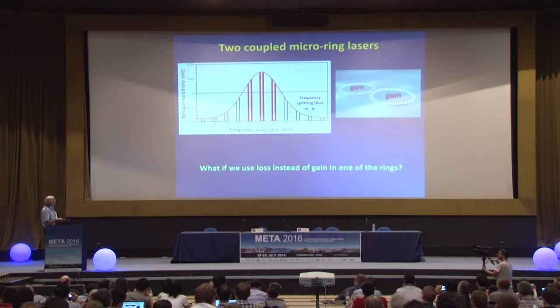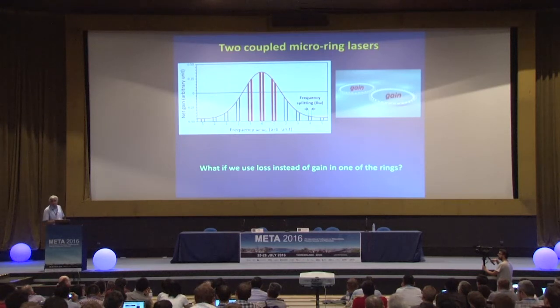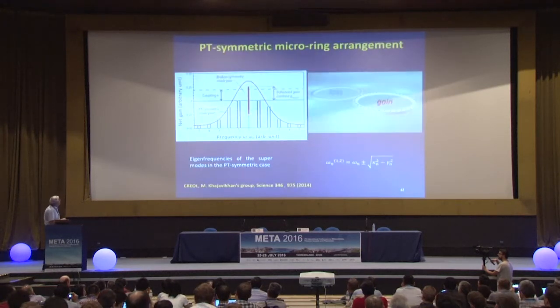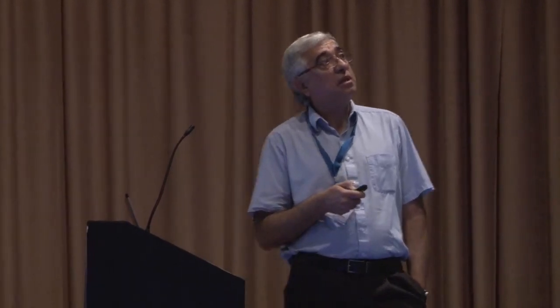Clearly, if we have gain and gain, we're going to see doublets, as you expect. But how about if we use loss instead of gain in this particular cavity over here? In other words, how about if we enforce PT symmetry? In that case, one can show that in doing so, you totally remove all the parasitic modes, and not only that, you are really enhancing the mode you would like to see.